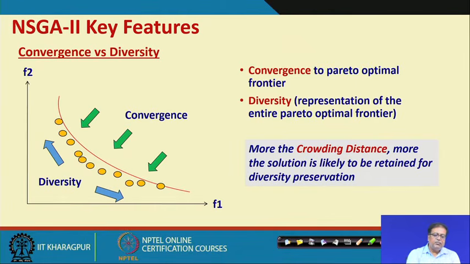So, two things are important. One is convergence, so basically obtaining the Pareto optimal front, and second is diversity. See that the solutions are representative of all parts of the population, and that is done by looking at the crowding distance. The more the crowding distance, the more the solution is likely to be retained for diversity preservation.